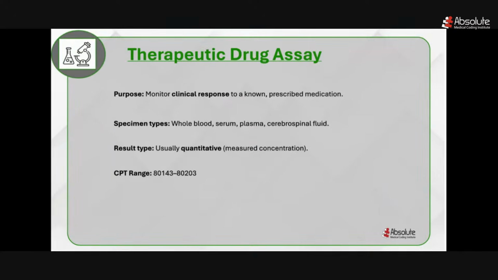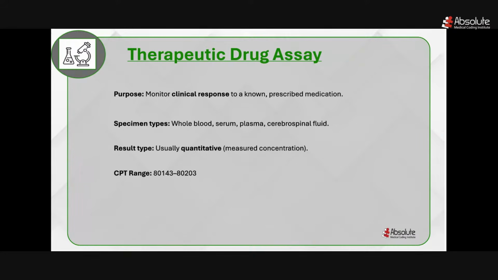So let's first begin with therapeutic drug assays. These are the tests that you will frequently see, especially in clinical settings where the patients are on medication that needs monitoring. Yes, the purpose of therapeutic drug assays is that they are used to monitor a patient's response to a known prescribed medication. So it basically tells your doctor if a drug is at the right level in the patient's system or not. Yes, not too low, not too high. It should always be at the right level, right?